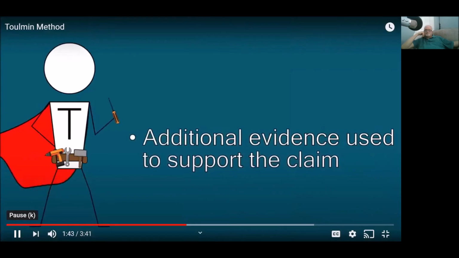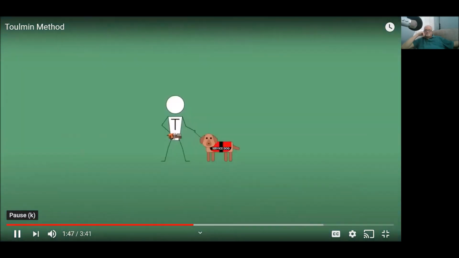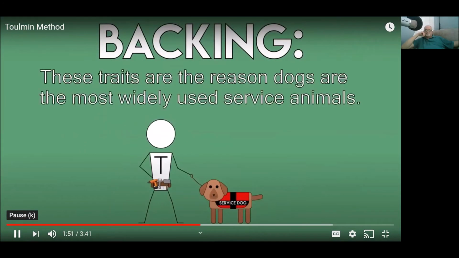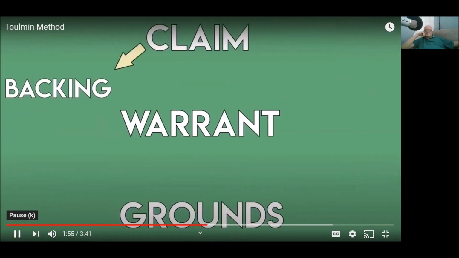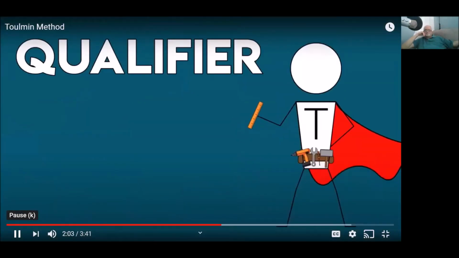Any additional evidence used to support the claim is considered the backing. For example, these traits are why dogs are the most widely used service animals. While this statement may not be enough justification on its own, it serves well in conjunction with the warrant and grounds. Few claims are true in all circumstances.